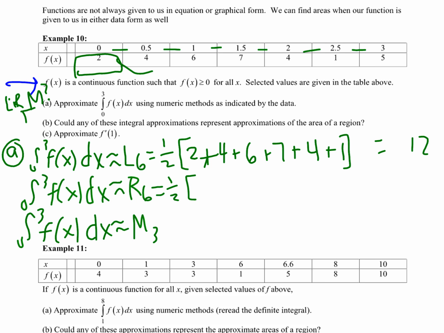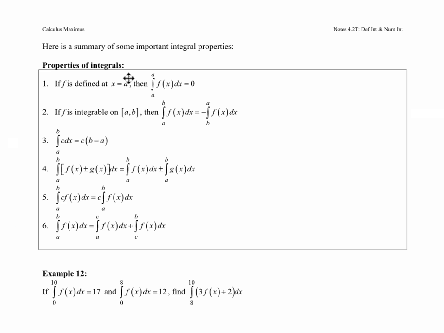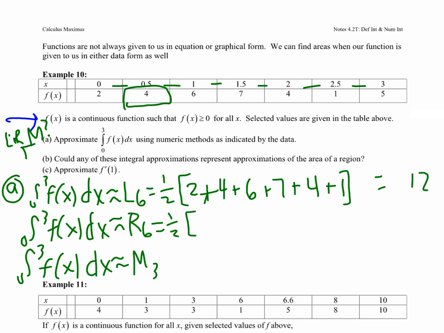1/2 times, we're going to use the right hand endpoints this time. So that means instead of starting from 2, we're going to start from 4, because we're taking the right side heights. So we get 4 plus 6 plus 7 plus 4 plus 1 plus 1. And if I added that up right, it's 12. And by 12, I meant 13.5.